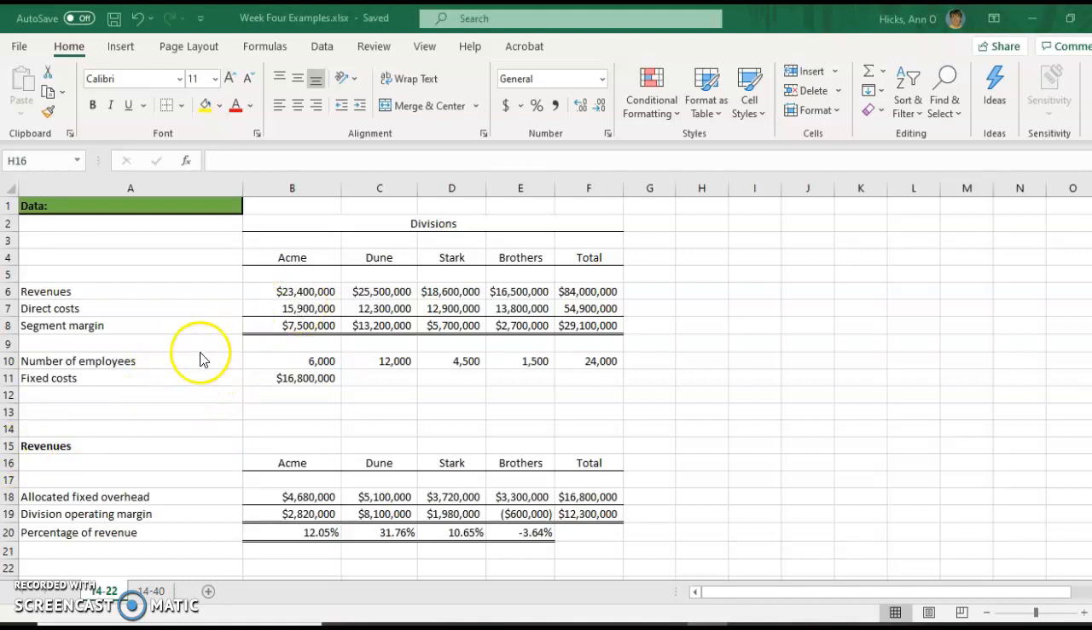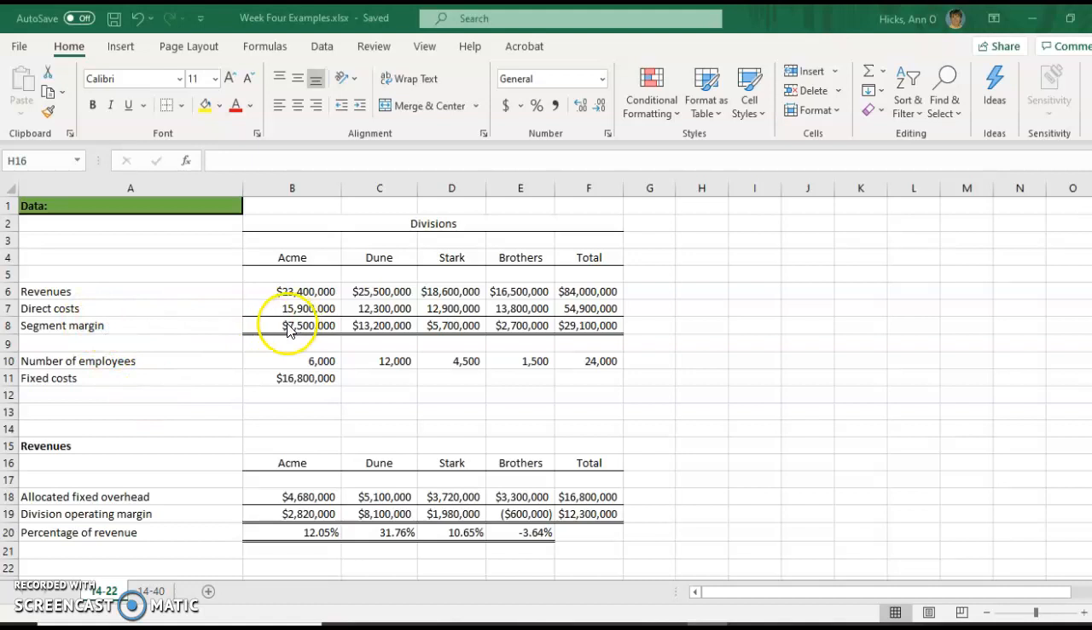sample of the process. In this example, we have 4 divisions: the Acme, Dune, Stark, and Brothers. And by the way, this is a problem in your textbook 14-22 if you want to take a look at it. So we have revenues for each division, then direct costs, and by direct costs, I mean costs that are directly tied to that division. They have control over them.